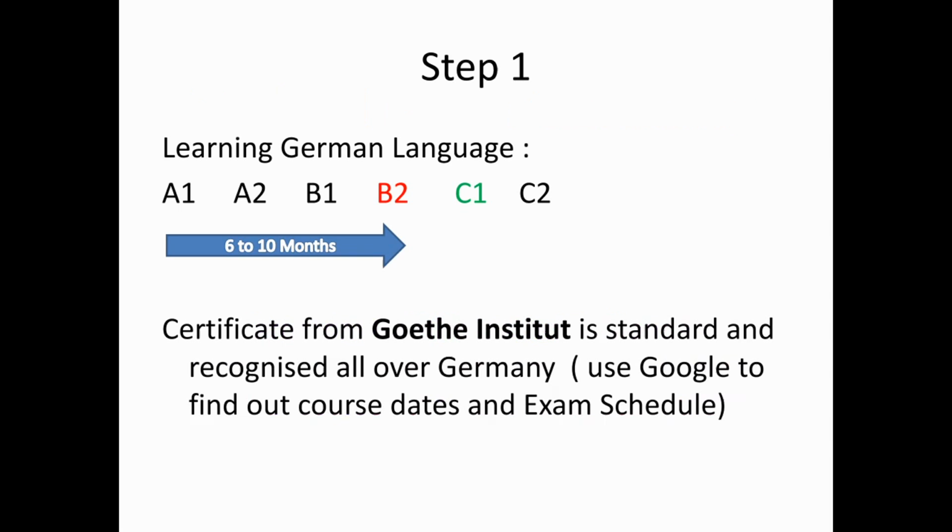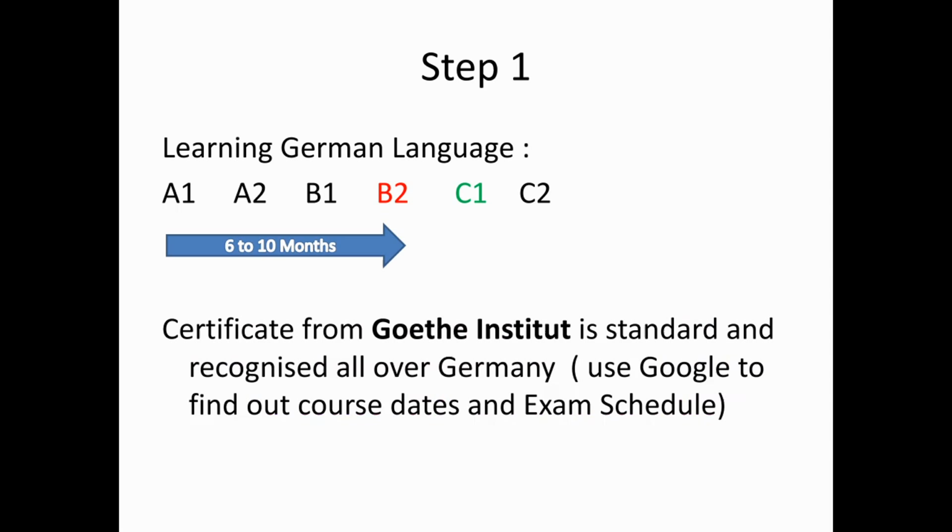Step number one is learning the German language. The German language is divided into six levels: A1, A2, B1, B2, C1, C2. B2 is mandatory by law and C1 is preferred. So if you want to work as a doctor in Germany, you need to have at least a B2 level of German. The duration from A1 to B2 is around 6 to 10 months.